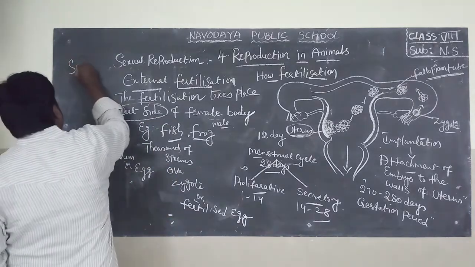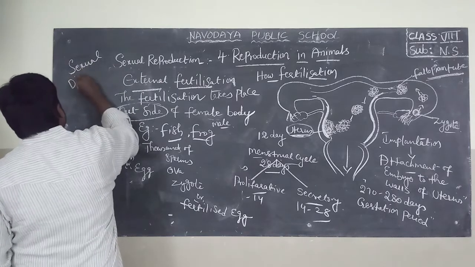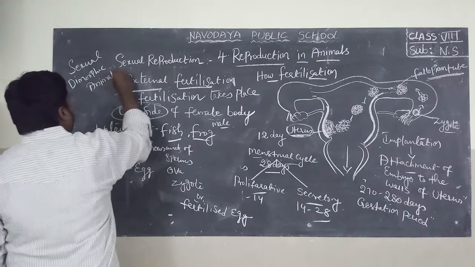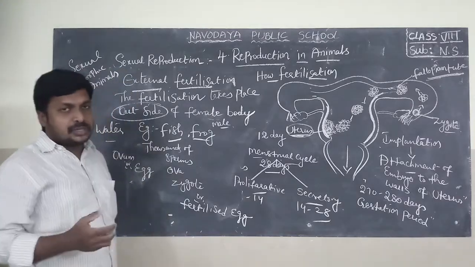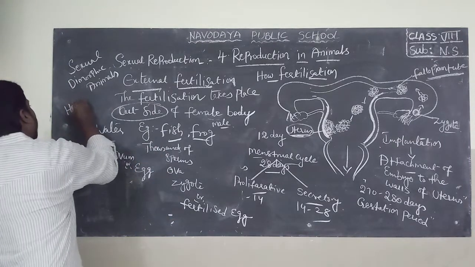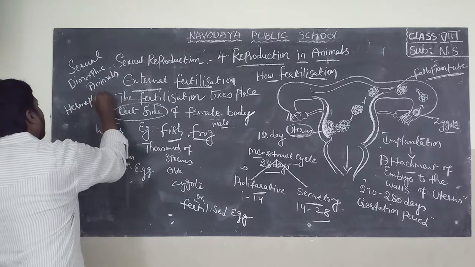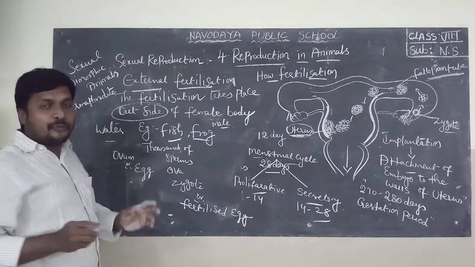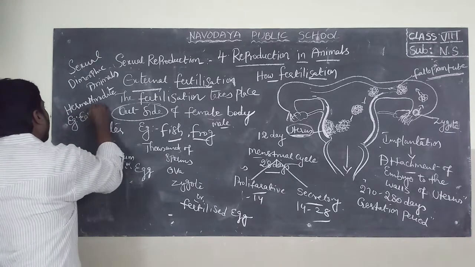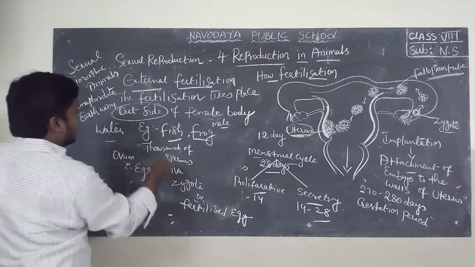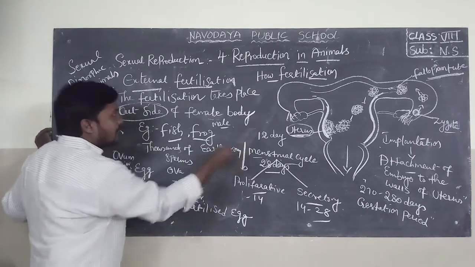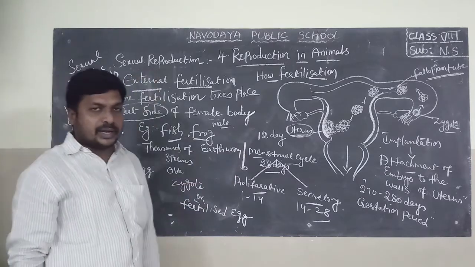Such animals are called sexual dimorphic animals. Examples of sexual dimorphic animals are insects, fish, frog, and human beings. And hermaphrodite means both male and female sex organs in one animal. Example, earthworm. External fertilization is also seen in fish, frog, and earthworm. So this is about external fertilization and internal fertilization.